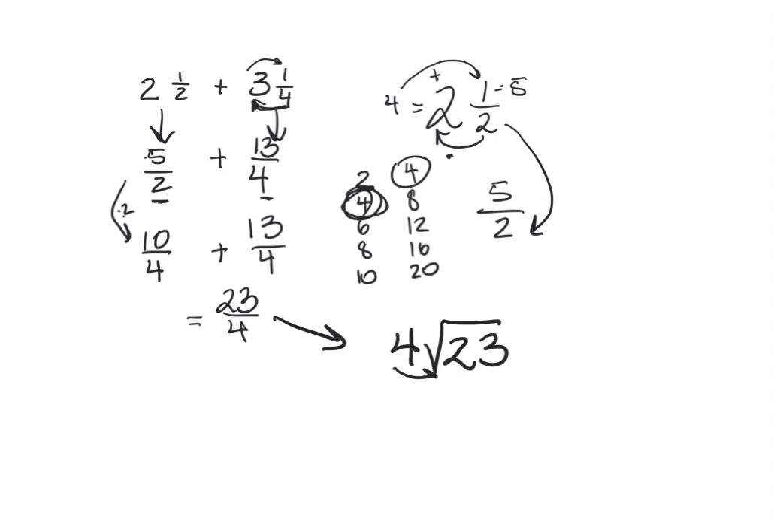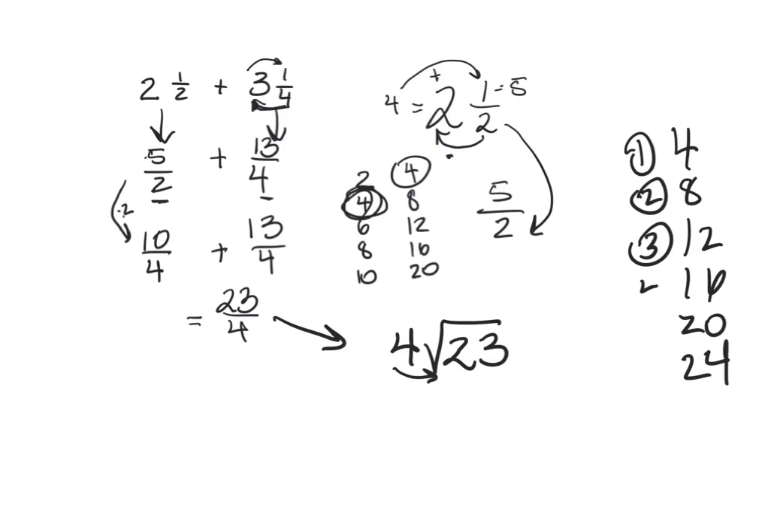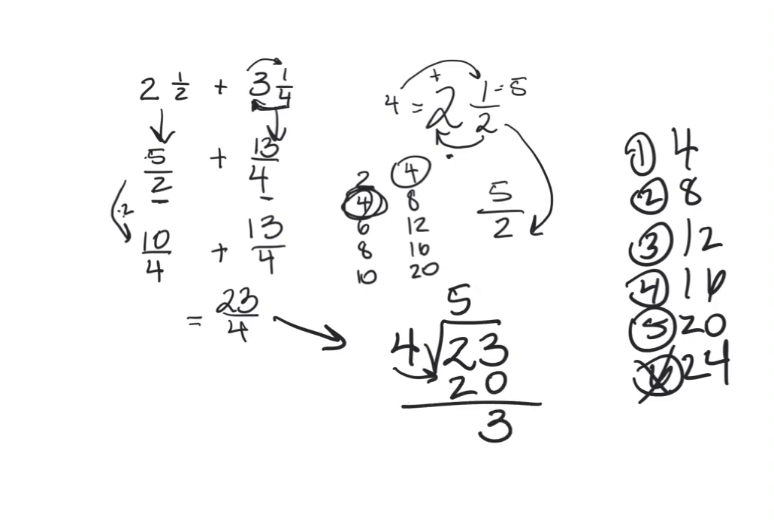How many 4s can go into 23? Well, 4, 8, 12, 16, 20, 24. 1, 2, 3, 4, 5. 6 is too many, so we can say at least 5. And that's 20. That means we're left with 3. So we'd have 5 wholes and then 3 parts of 4 left over.